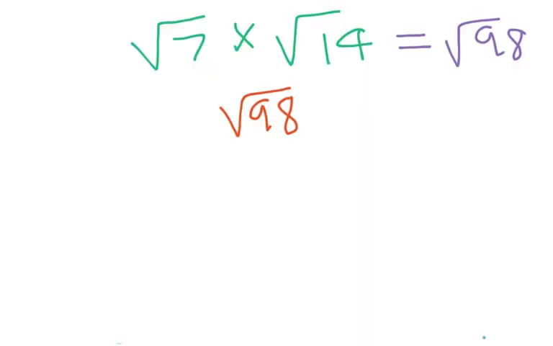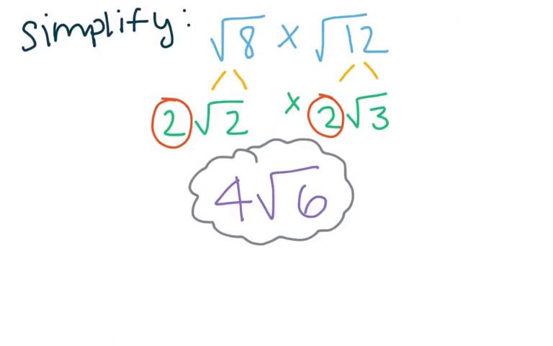So our next problem is radical 7 times radical 14. Radical 7 can't be simplified, and radical 14 can't be simplified, so you multiply them and get radical 98. Radical 98 also can't be simplified, so you leave it alone and your final answer is radical 98.